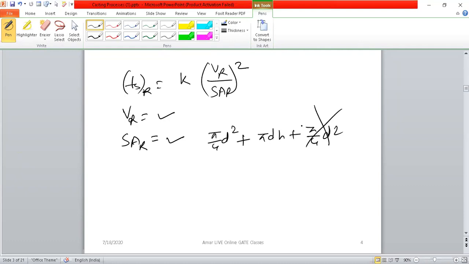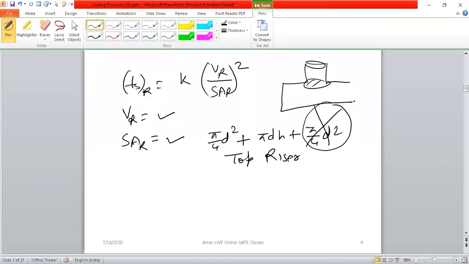This will not be taken because it is the top riser. In the top riser we don't take this area, because the top riser sits on the top of the mold and there is no heat dissipation from this area, so we don't take it. In the top riser we take only this circular flat surface area and this curved area, only these two areas. So you have to take care of this, right?